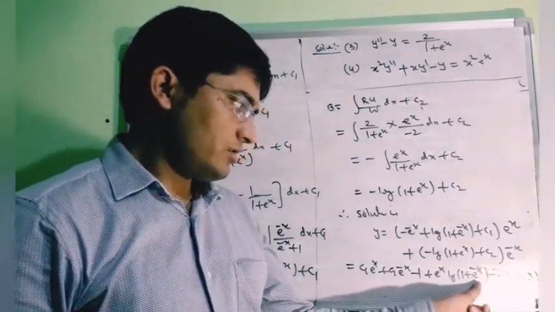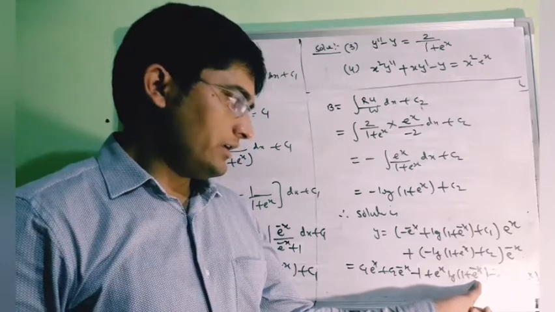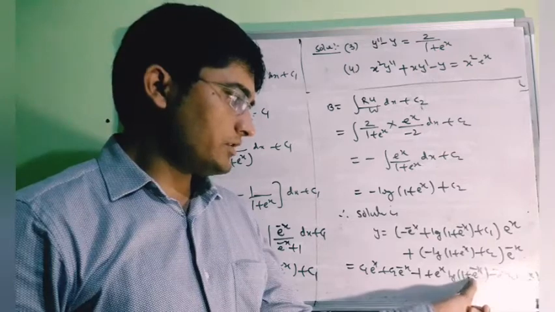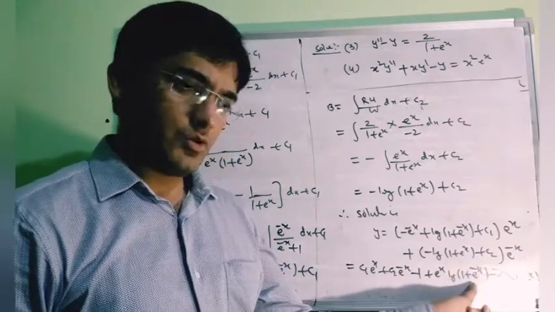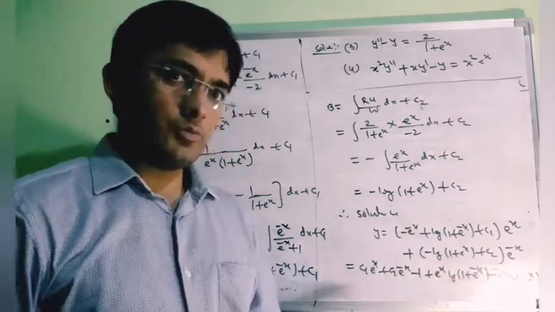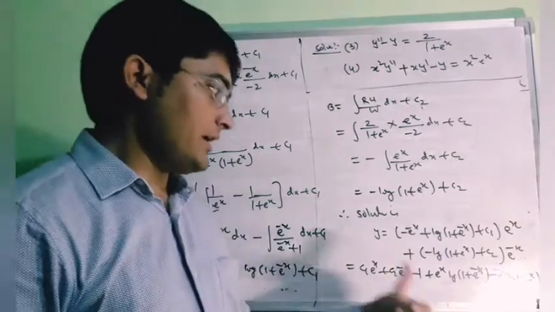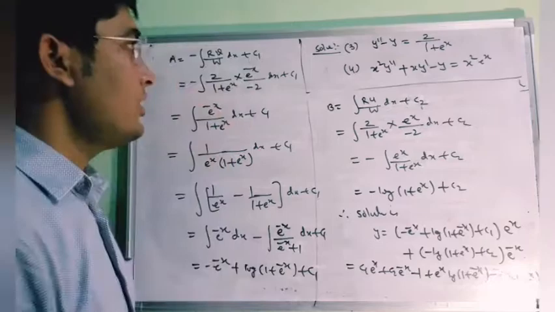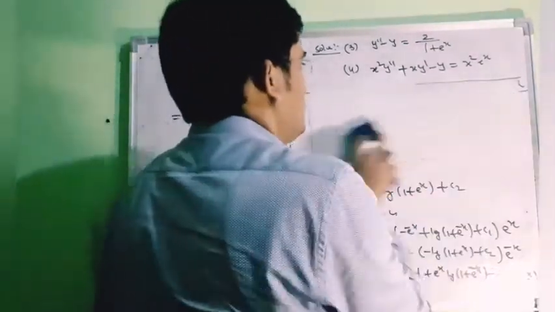Here we can take this e to the power minus x in the denominator. So this will be 1 plus e to the power x upon e to the power x. And so log a upon b means log a minus log b. So we will get basically minus x into e to the power x. Then the solution of the fourth problem.